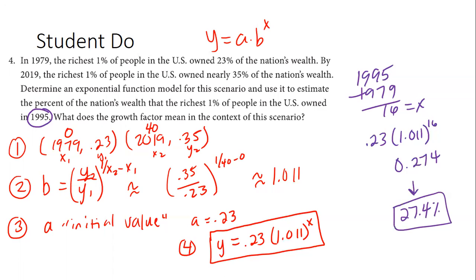So to answer the final question. So the growth factor in this situation meant that that's the rate that we're growing, right? So every year, our 1%ers are gaining 1% of our population, right? Or income.